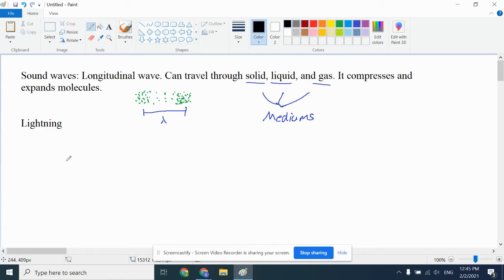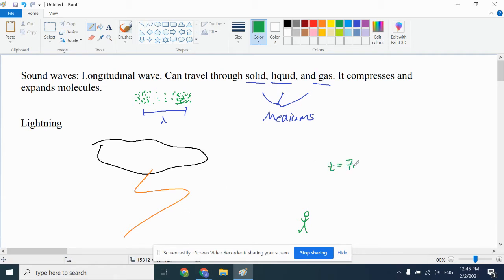Let's start with a simple problem. Let's imagine here's a big storm cloud, and boom, there's a lightning bolt. And way off in the distance is you. And you see the flash, but there's a time delay, say 7 seconds before you hear the boom from the thunder. So that sound wave takes an entire 7 seconds to finally reach you.